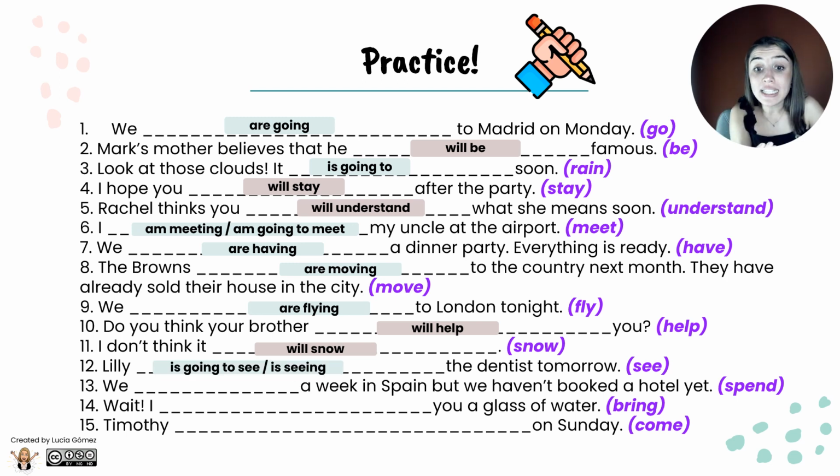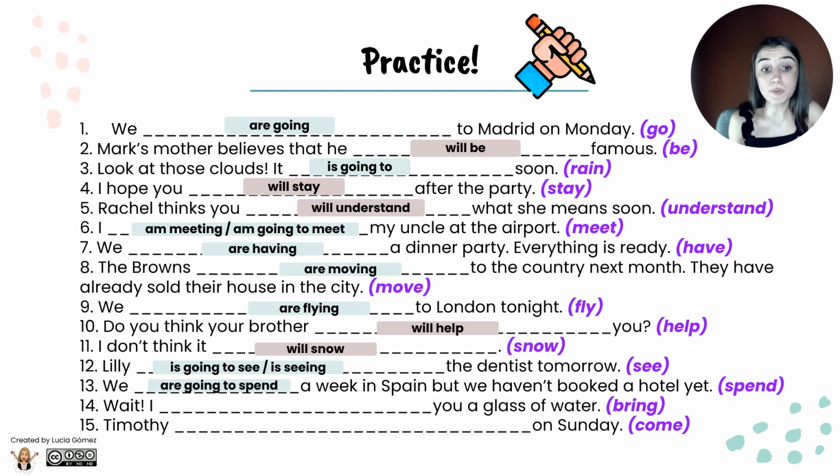Lily is going to see or is seeing the dentist tomorrow. In this case, both are possible, but let me tell you that it's even better to say is seeing somehow in the sense that it's tomorrow, and usually when we are talking about dates or visits to the doctor, to the dentist, they are previously programmed, okay, like beforehand, and they are usually fixed. So perhaps the second option could be better.